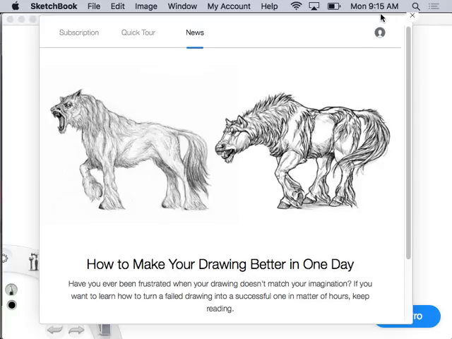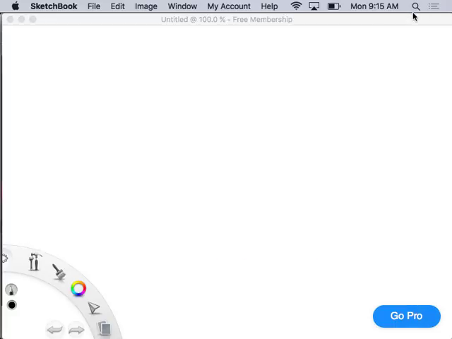Wow, that is a very interesting looking horse. You see that? It's very strange. It's cool. It's good. Anyway.